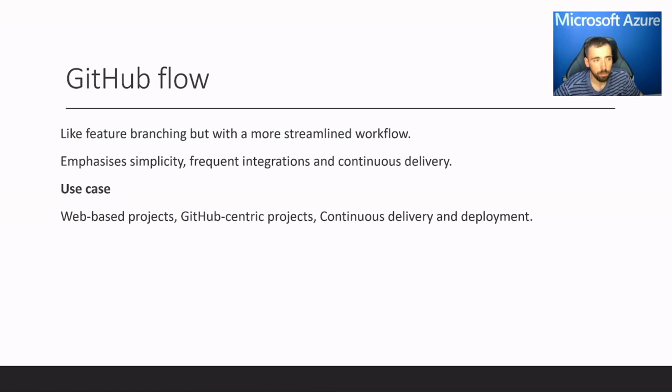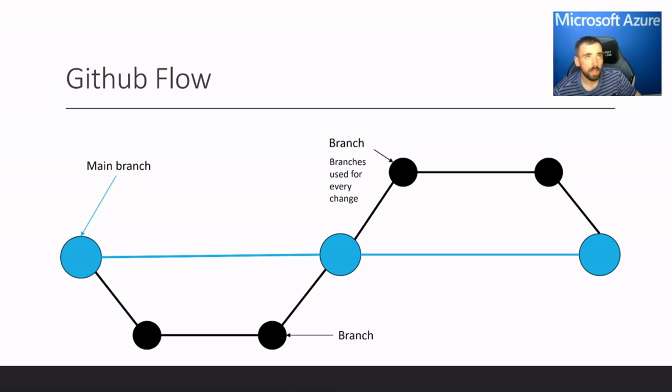So trunk-based development, GitHub flow, and feature branching are very similar in branches. In trunk-based development, we're committing directly to main some of the time. Feature branching and GitHub flow are very similar, but GitHub flow has a bigger emphasis on frequent integrations and continuous delivery. So this is another diagram, again very similar. We have the main branch, we create branches where we do our features, we merge into main, and then do the same process again.